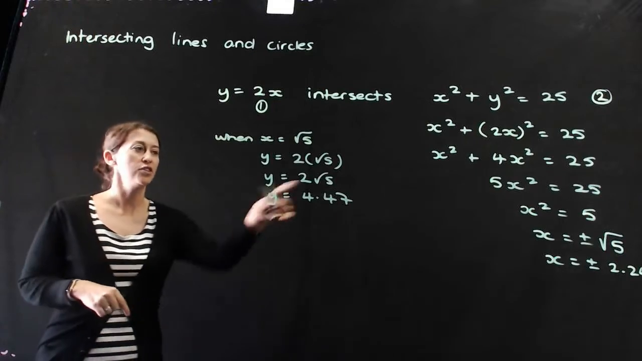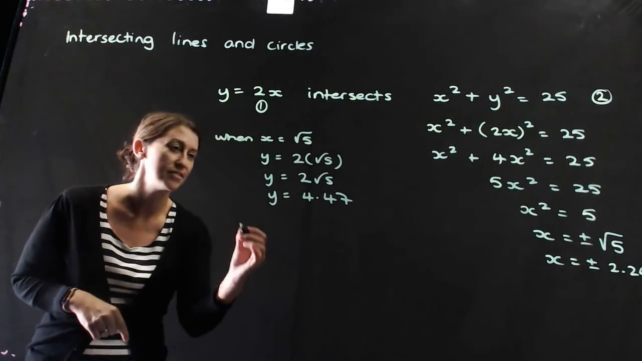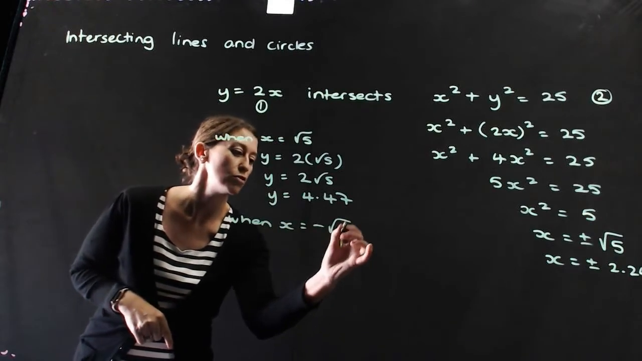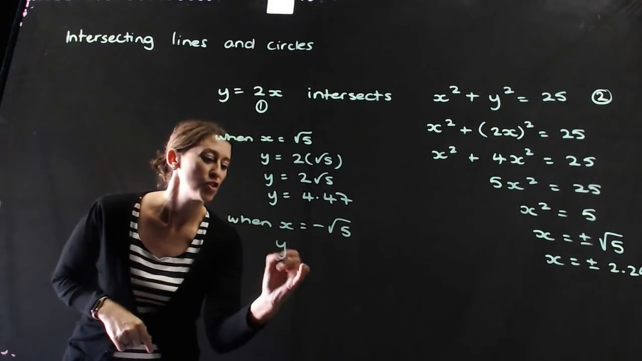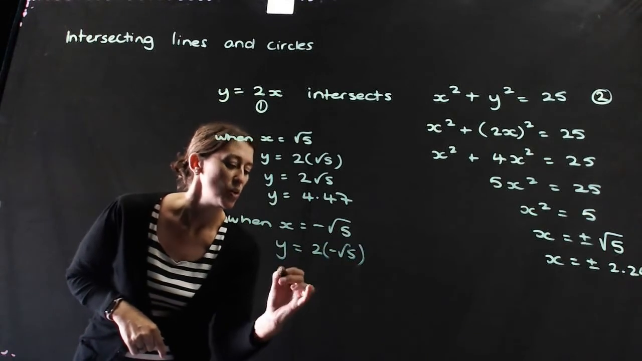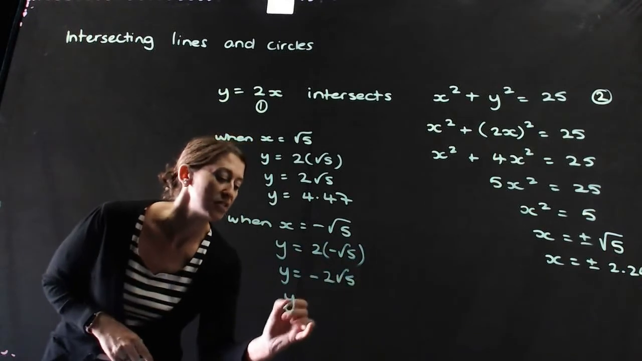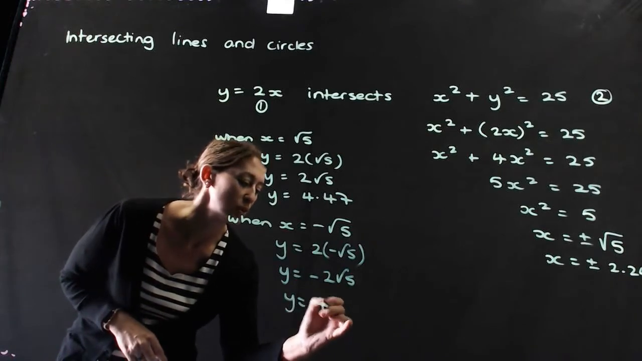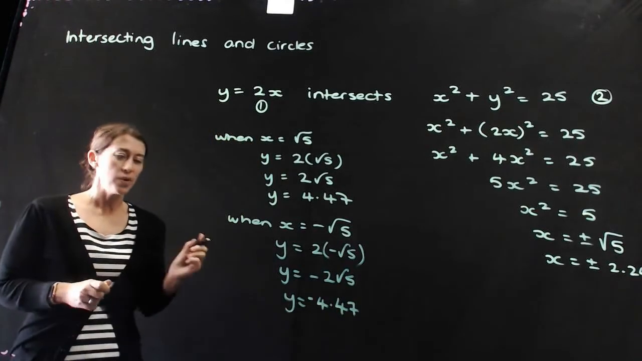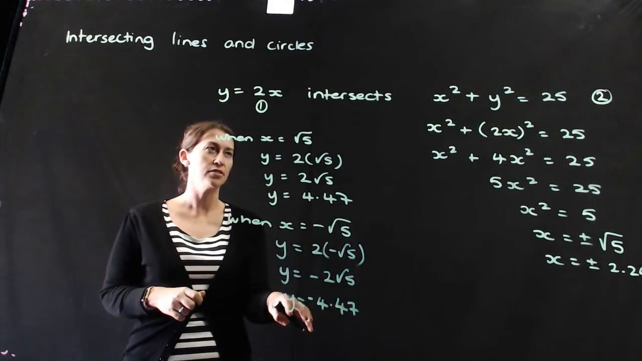Okay, let's do the same for when x is negative root 5. So when x is negative root 5, substitute into 2x, 2 multiplied by negative root 5, which is negative 2 root 5, which again, as a decimal, roughly to 2 decimal places, is negative 4.47. So what we have here is two x values, two y values.